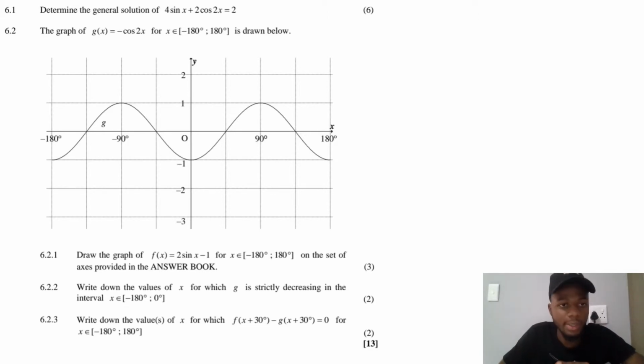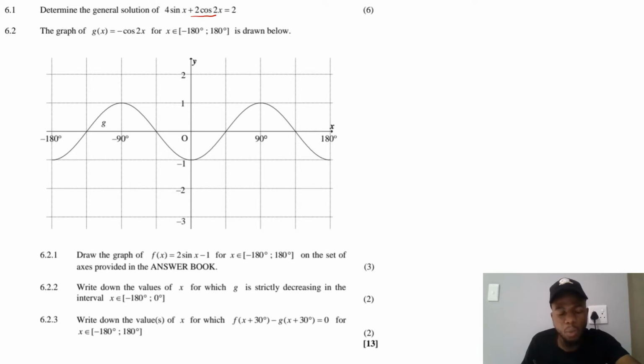So in this video, I will be focusing on trigonometric functions. Our first question is to determine the general solution. We are given 4 sin x plus 2 cos 2x is equal to 2. If you check very well, we have a double angle identity here. This double angle, we know we can change it in 3 ways. We can change it into 2 cos squared x minus 1, or cos squared x minus sin squared x. Lastly, we can change it as 1 minus 2 sin squared x.